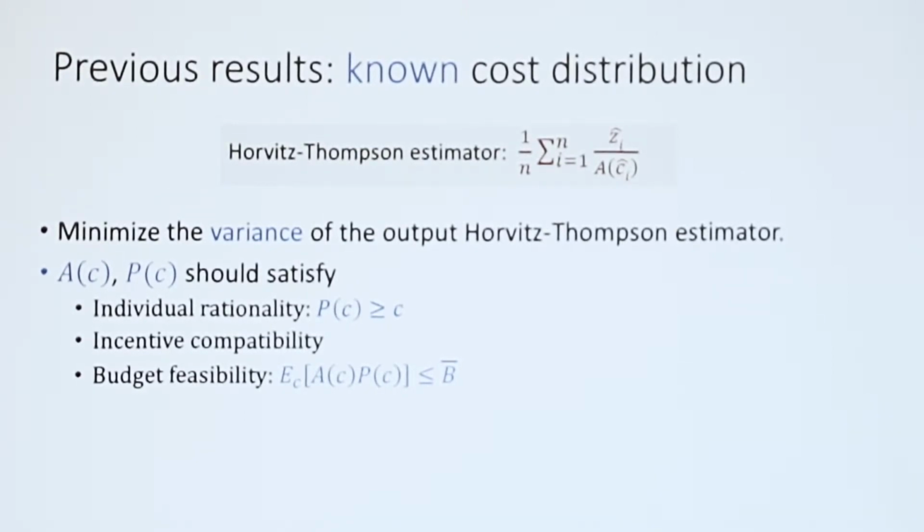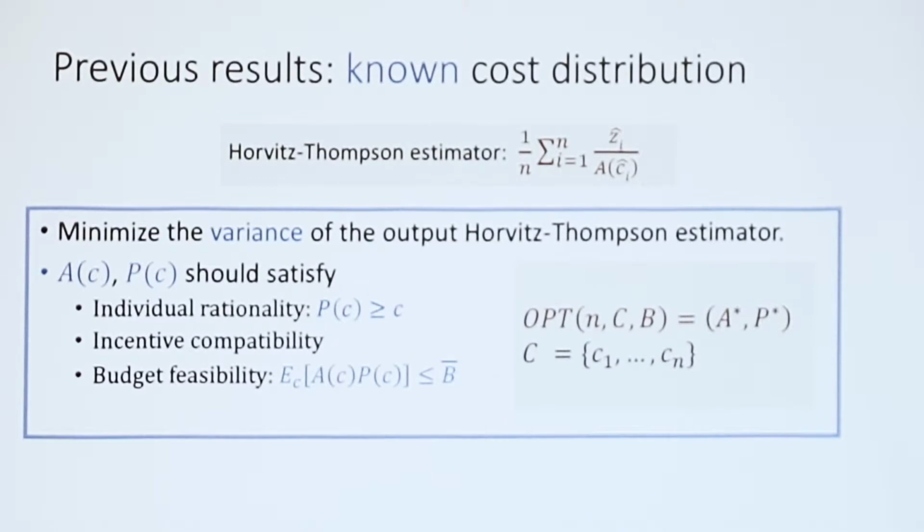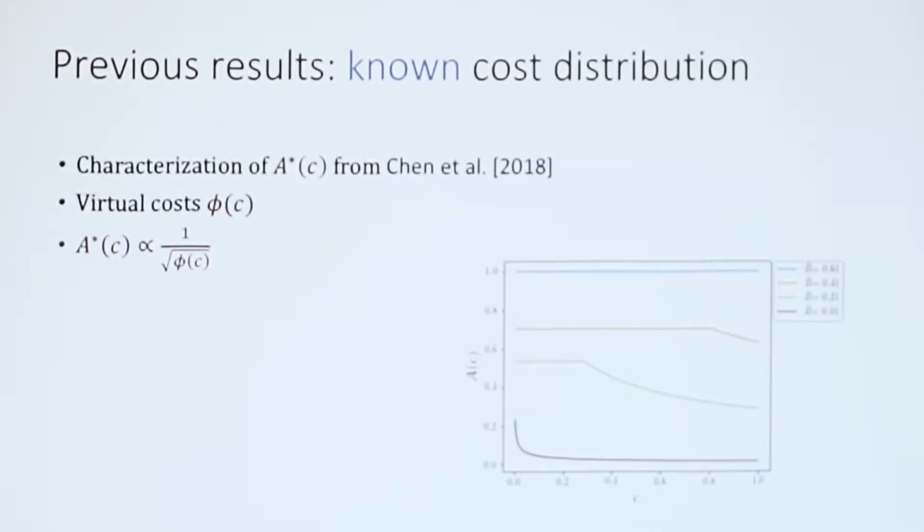And because the agents are self-interested, we need to guarantee that the mechanism is individually rational and incentive compatible, and we need to ensure the budget will not exceed the limit. So the previous work has shown that this problem can be formulated as a mathematical program, and they have solved the optimal mechanism. So here we use OPT and C, B to represent the optimal mechanism when we need to purchase n data points, and C is the set of the cost, and we have a budget of B. So here's the plot of the optimal allocation rule from the previous work. So basically, the optimal mechanism purchases data with higher cost with a lower probability.